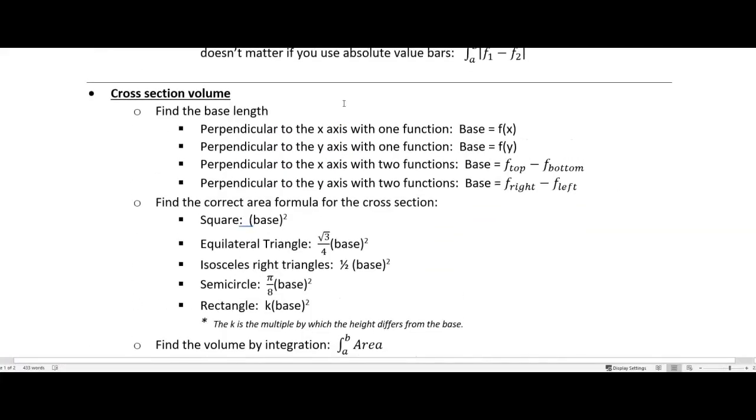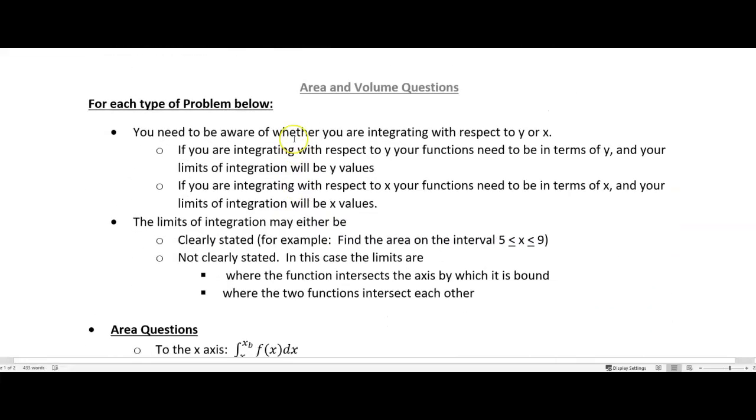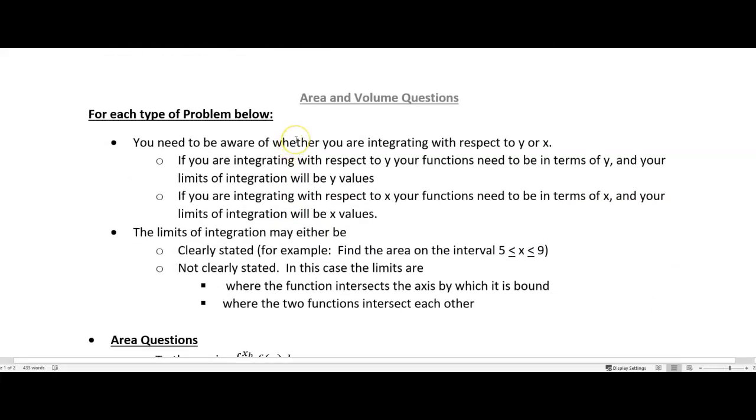If you're doing cross-section problems, if it says perpendicular to the x-axis, then that means it's a dx problem. If it says perpendicular to the y-axis, that means it's a dy problem, and so on and so forth. So there's ways to tell for each problem whether you're integrating with respect to x or y. The next thing is the limits of integration.